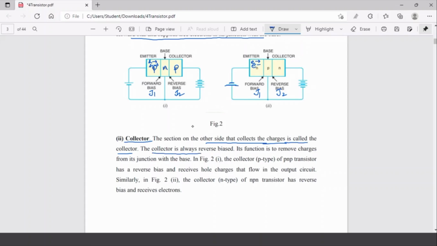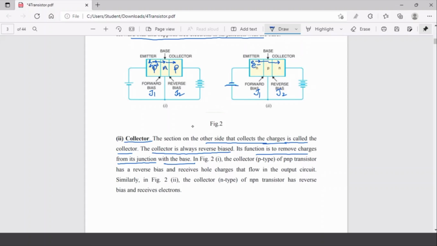This collector is always reverse biased, collector base region. Its function is to remove these charges from the junction with the base. So whatever the charges, for example, in this particular case, the holes are crossing and reaching here, it will take those, collect them and remove them from the collector base region and take them to the P region. Similarly, the electrons which are passing through this junction and reaching here, the work of this reverse bias is to take these charge carriers from P to N back here to the collector and collect them.